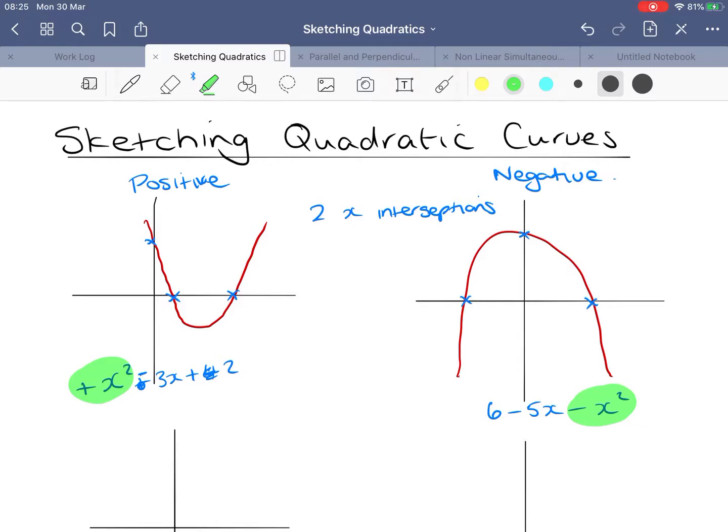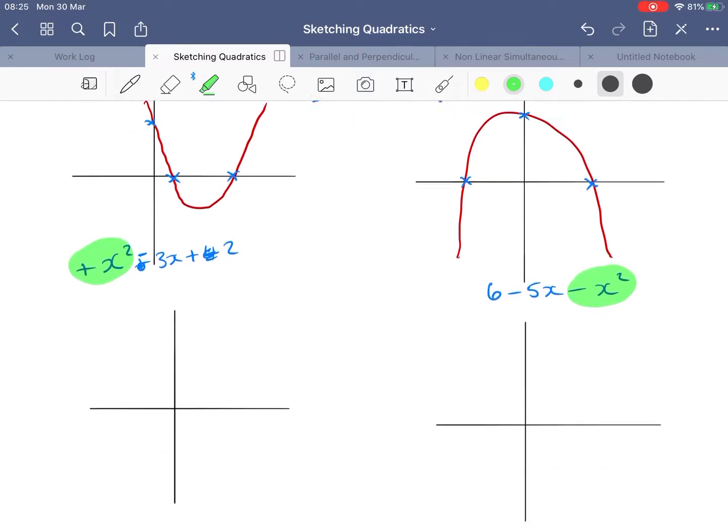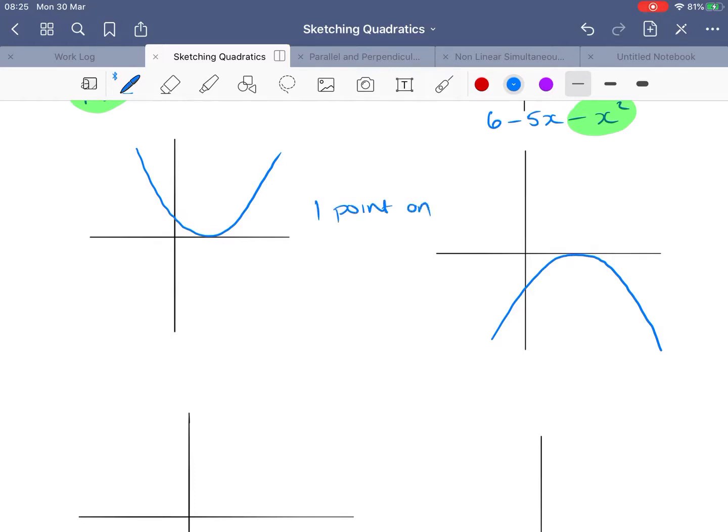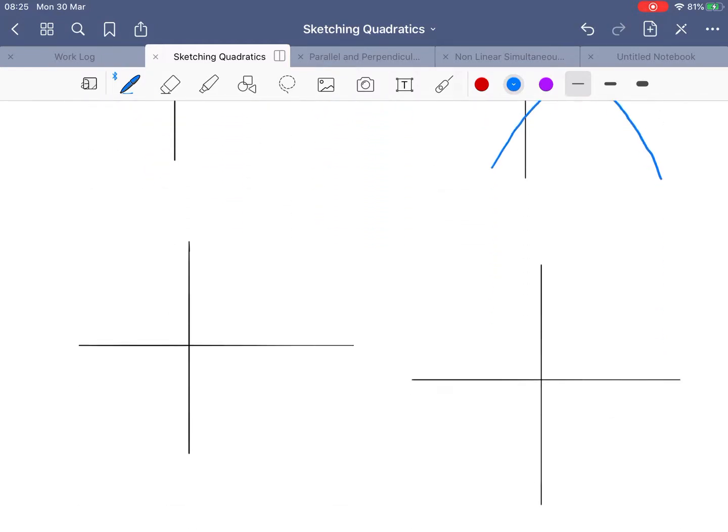Okay, so we could have two where they both cross at two places. Sometimes we have quadratics that look like this where they just touch the x-axis. And again, we can have a positive and a negative one. So that has one point on the x-axis, and I'll explain how we know what those are.